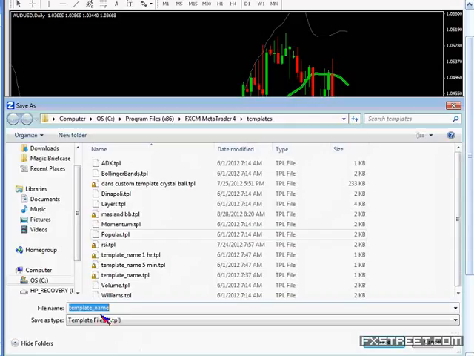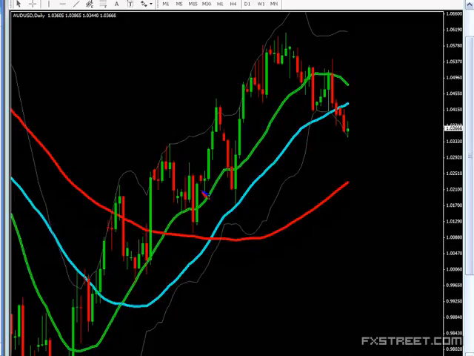Save template as MA's and Bollinger Bands. Yes, replace it. Okay, so notice what happened over here. Our trend lines disappeared. I'll redraw them. When this uptrend was confirmed, which was over here, the 20 was above the 40, above the 80. And I said to myself, I want to buy at the 20 simple moving average.